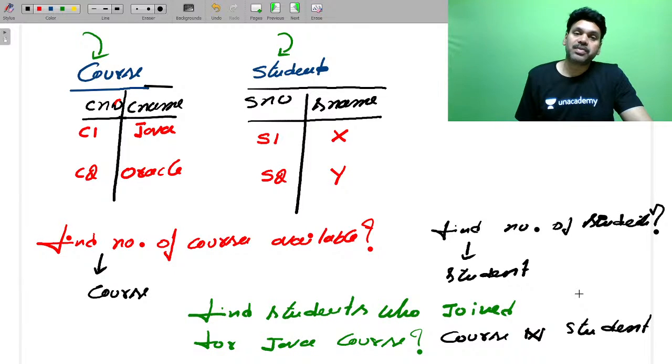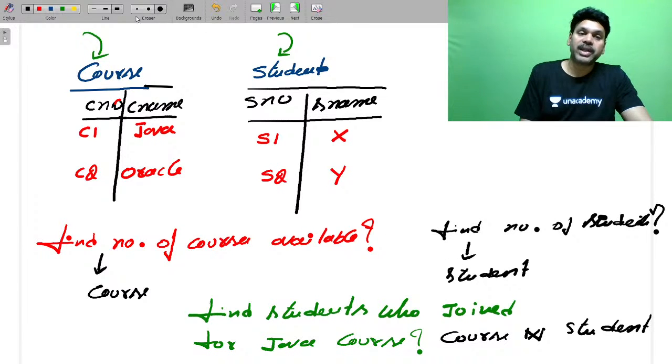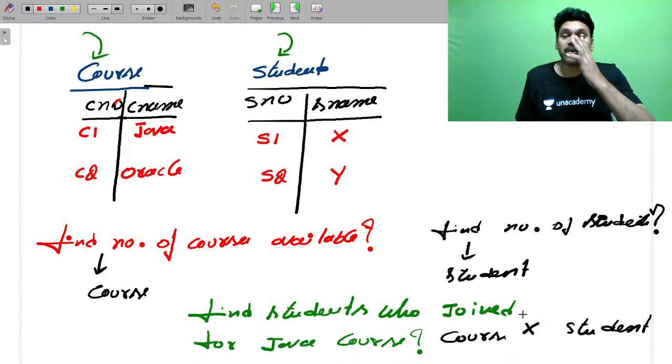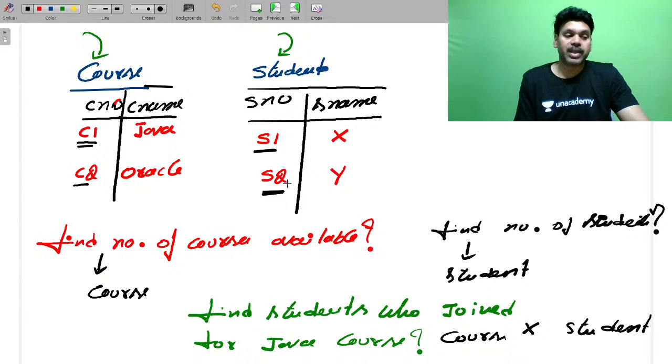Why a redundant set of results? Because I have not used the concept of what? A common column. So there is a requirement of a join in order to do this. When you join using the course and student tables, how many rows are you going to get? Course C1 can be given to S1 and S2, and C2 can be given to S1 and S2. Therefore, it is meaningless information when you join. That's why we want the join to be done in a good manner.